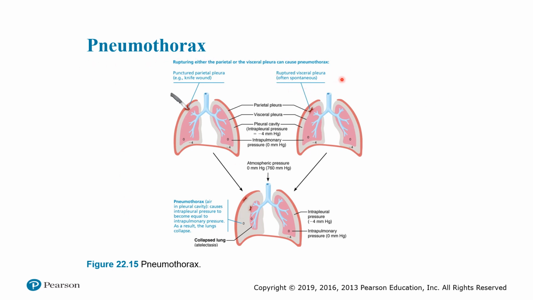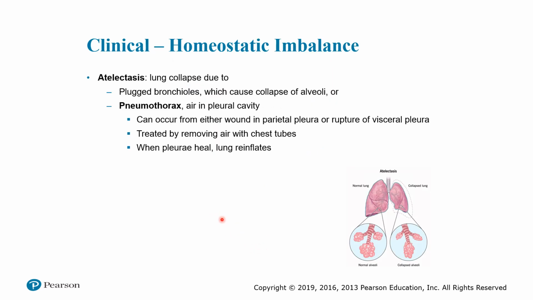The other way in which this can happen is if the visceral layer of the pleura gets damaged, and the result will be the same. Another condition in which the lungs collapse is known as atelectasis, and it is due to plugged bronchioles which cause collapse of the alveoli. We already went over pneumothorax.